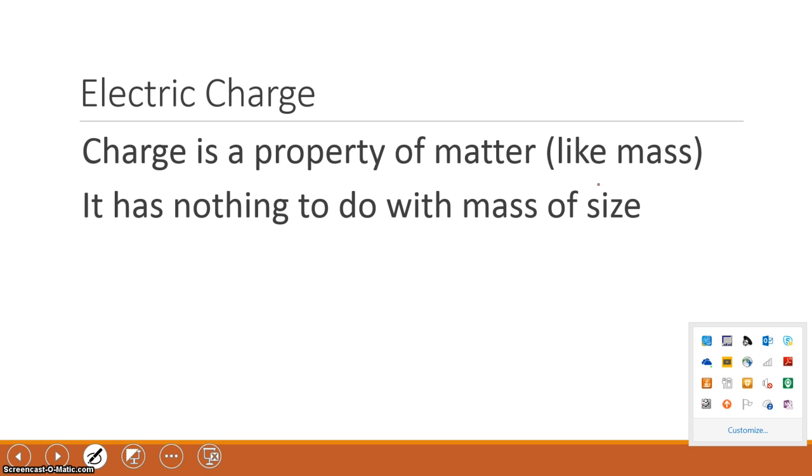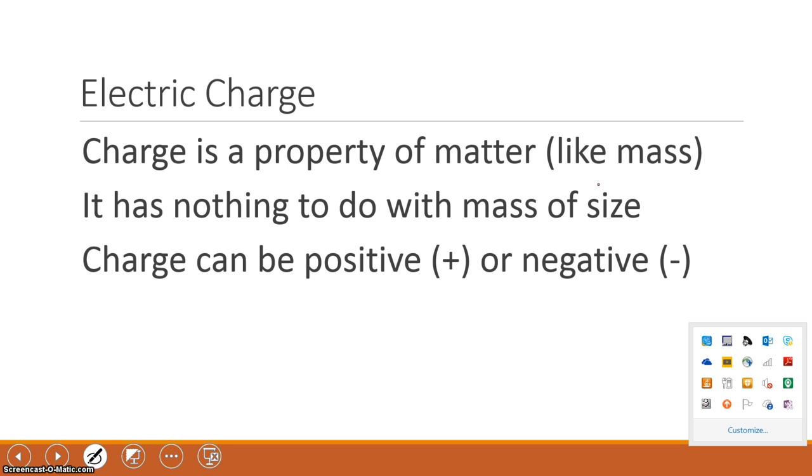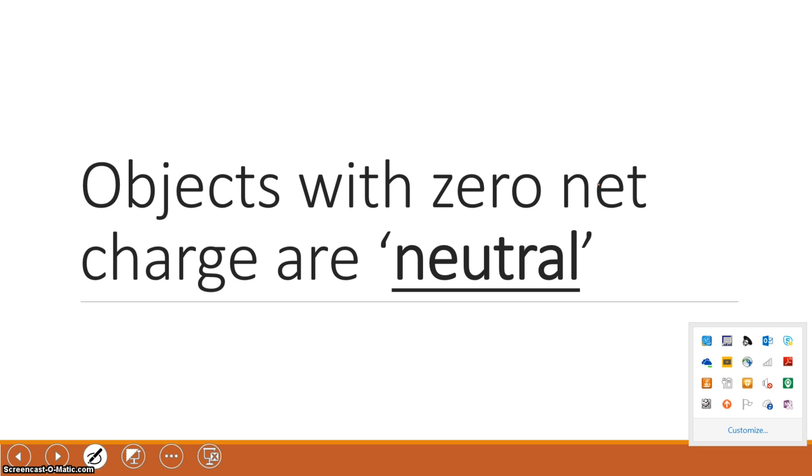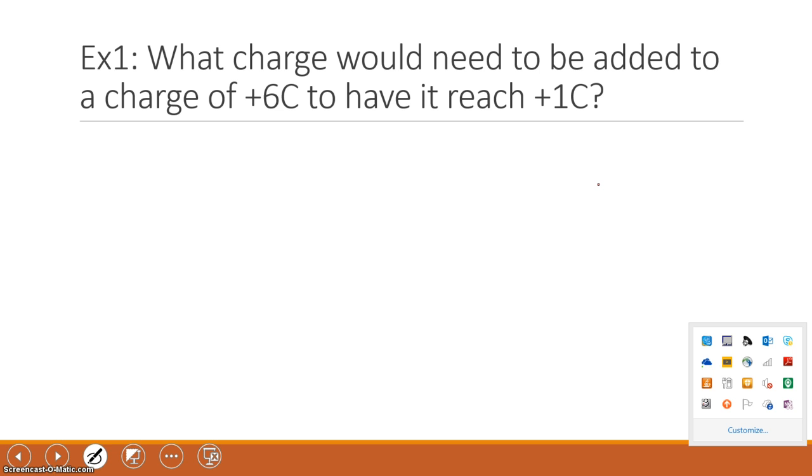Electric charge is a property. It has nothing to do with the size of an object. Charge can be either positive or negative, and we have given charge the unit of coulombs. If an object has no charge, it is neutral. So charges can actually be added together and subtracted from each other.